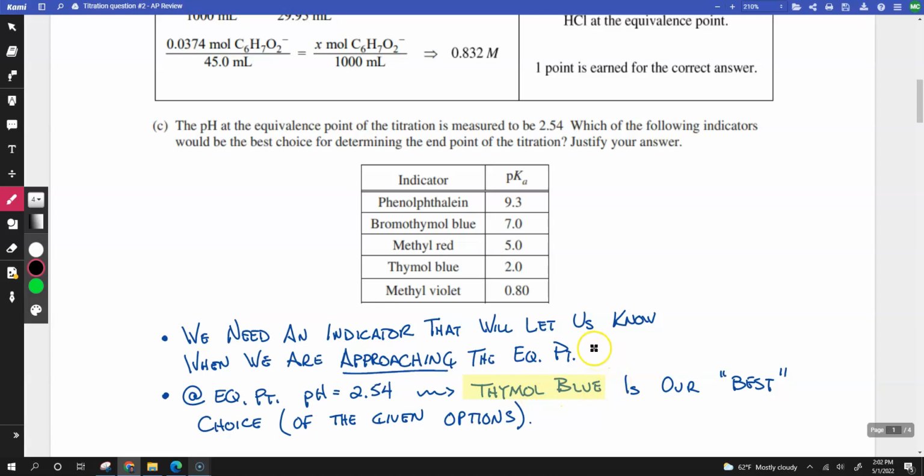So not a great question because, again, our pH is 2.54 and our indicator is appearing well after, because we're starting with a base and we're titrating it with an acid. But, again, we've got to work with what we've got, and this is what we've got, sadly.